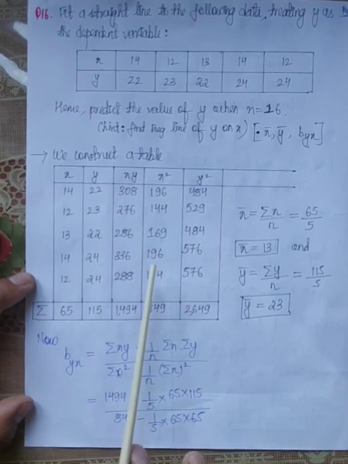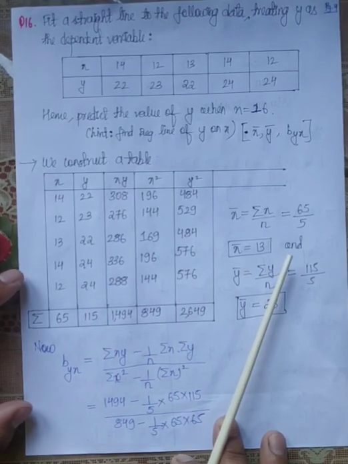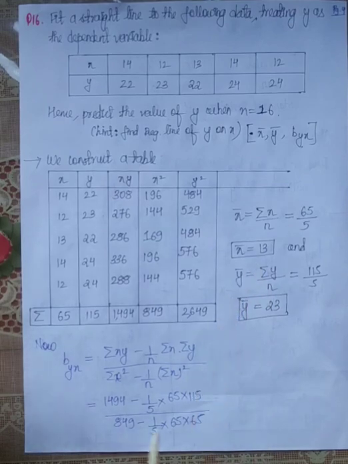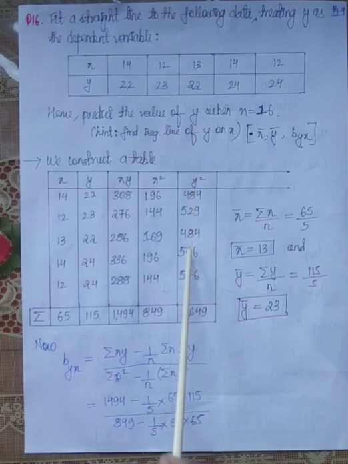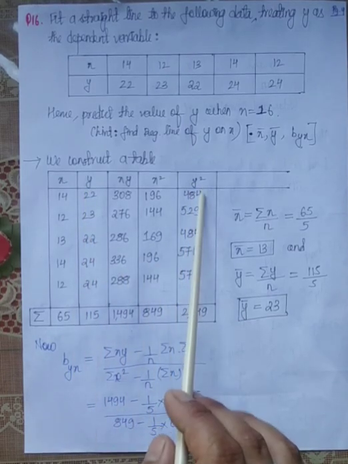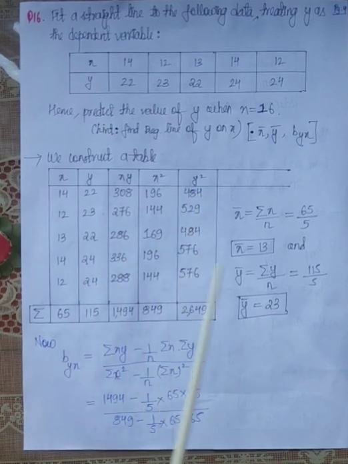14 square, 196. 12 square, 144. So please be clear with this table. Very, very important. And once you understand it, then you can do it yourself as well. The fifth column is the column for y square. Y is this, so y square is this. 22 square, 484. Similarly, 24 square, 576.